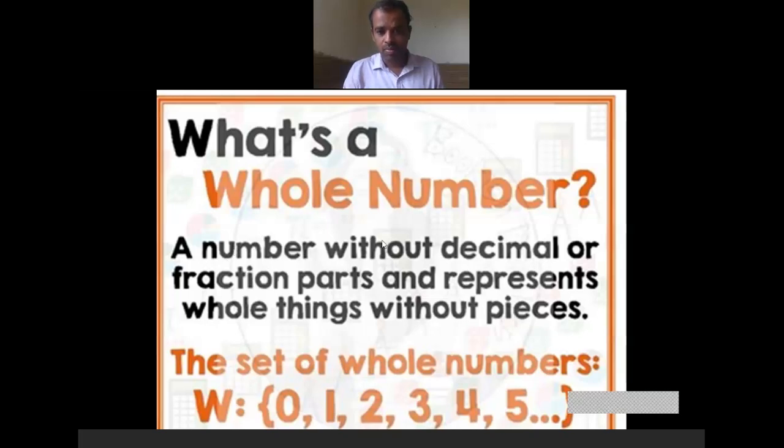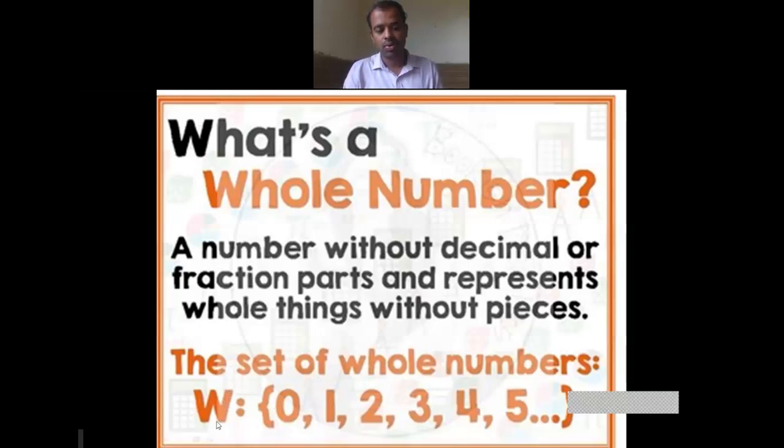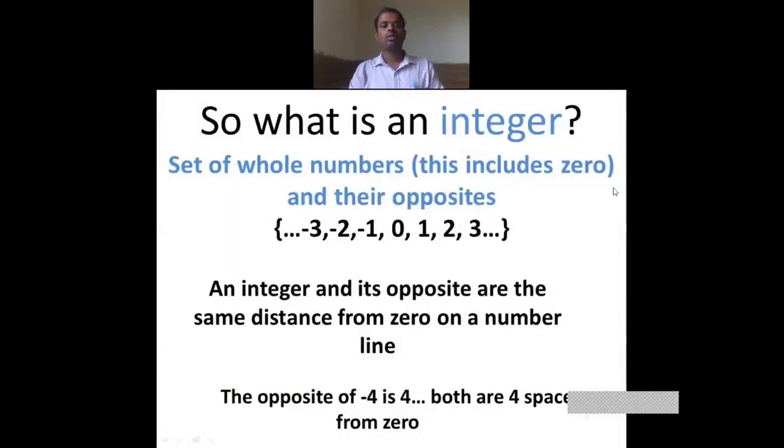What is a whole number? A number without decimals or fraction part, represented as a whole thing without pieces. The set of whole numbers is represented by the letter W. The set of natural numbers is represented as N. Next, what is an integer?